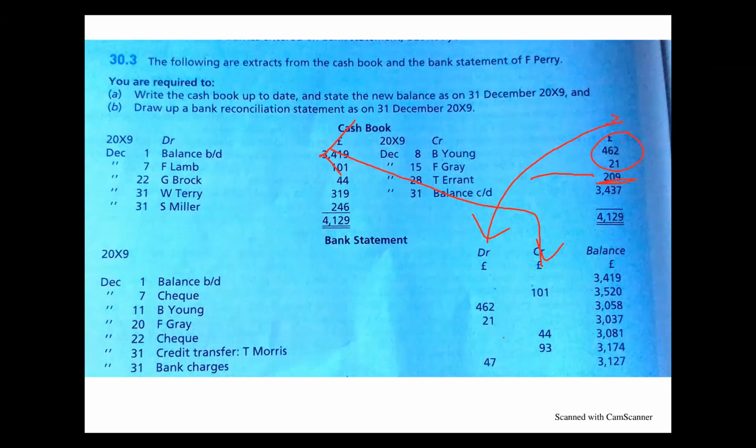Okay, unpresented checks are not there on the bank statement. And then observe what else, apart from the balance carried down, of course. There are no bank charges in the cash book. The bank charges are on the bank statement, which means when you're updating the cash book, you record the bank charges on the credit side of the cash book that has been updated. Did you get that?